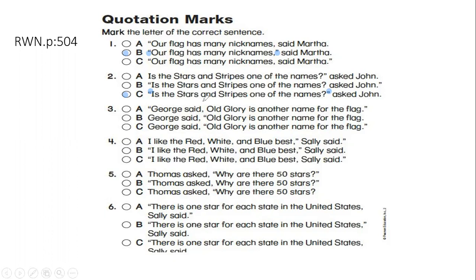George said, Old Glory is another name for the flag. I have the start before George said and here at the end of the sentence. Is this correct? No, of course not. Here we have it at the beginning of George's speech, but we don't have the ending one. So C, we have here at the beginning and we have here at the end. So C is the correct one.